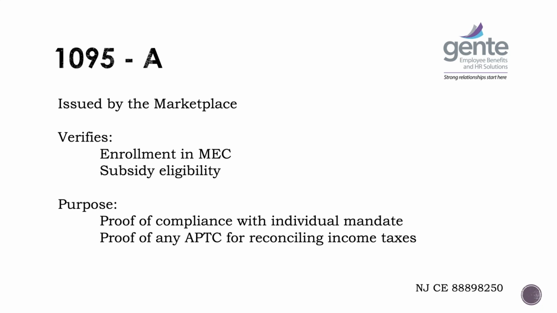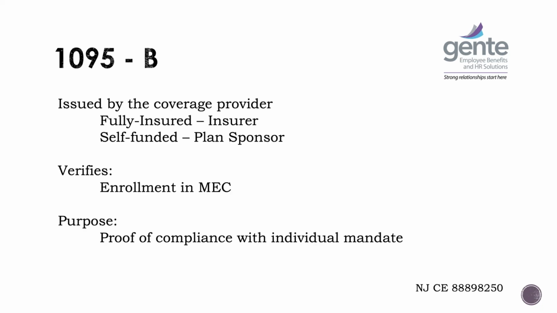For employers, you're not going to issue these forms, but if one of your employees gets one, it may trigger penalty liability for you. So that's why this form is relevant. For the B form, this is for self-insured employers or fully insured carriers. These forms are issued by the coverage provider. So everybody who's covered under a health plan, whether they're small group, large group, or individual coverage, will get a B form so they can show that they're compliant with the individual mandate. The individual mandate still exists, it's just that the penalty is $0.